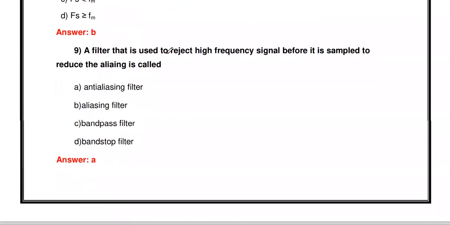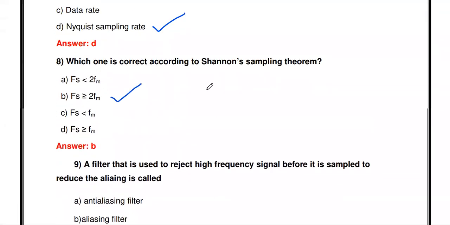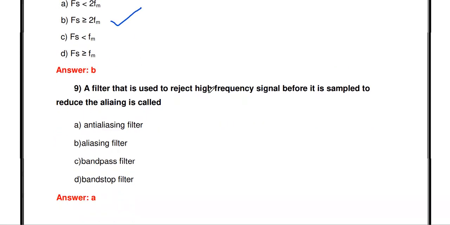Then the next one: a filter that is used to reject the high frequency signal before it is sampled to reduce the aliasing is called dash. In the sampling process, if we do not take the sampling frequency Fs greater than or equal to 2 Fm, for example if we take Fs less than 2 Fm, then we will get an error or distortion in the received signal. That distortion is called aliasing. What aliasing means, we will see in the next question.